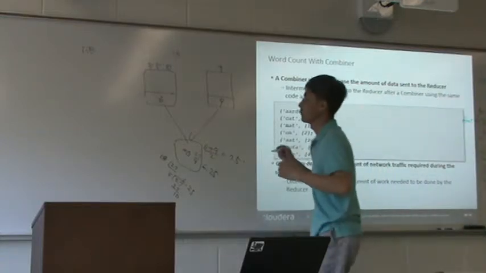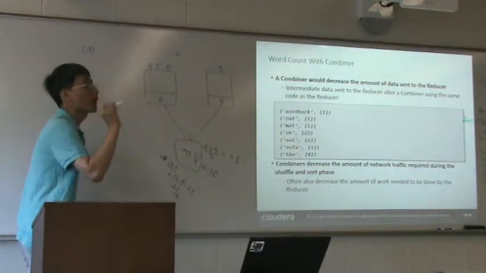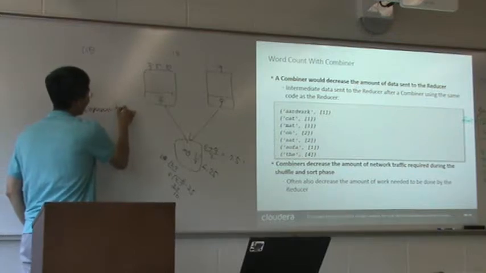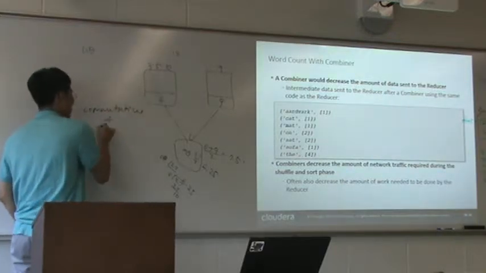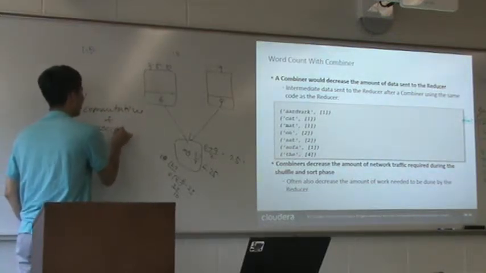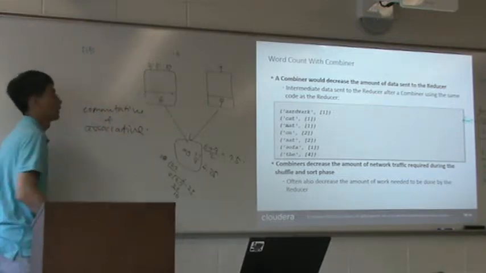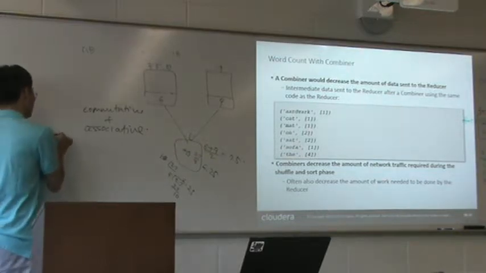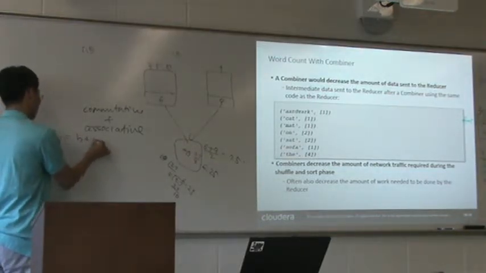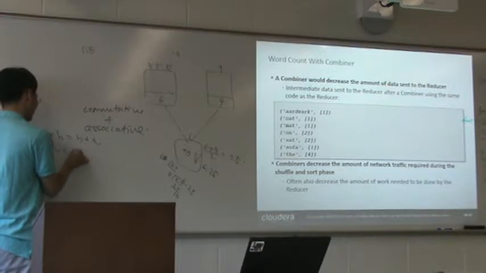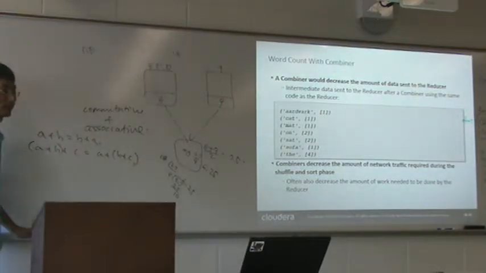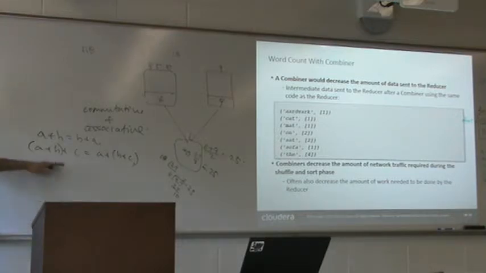You can apply the combiner only for operations that are commutative plus associative. So you are not sure what commutative and associative are. Listen. Average is not associative, okay?